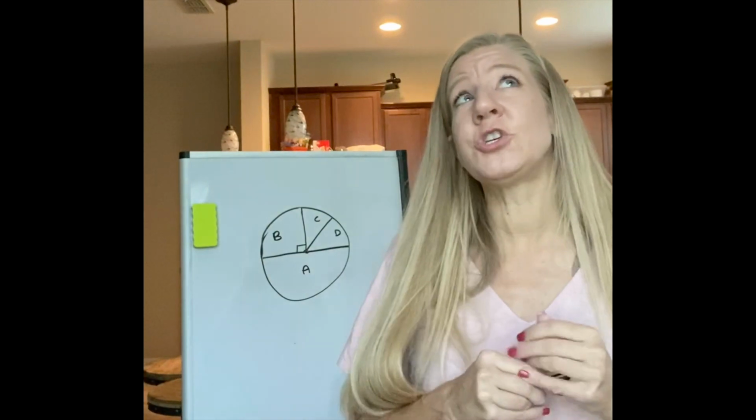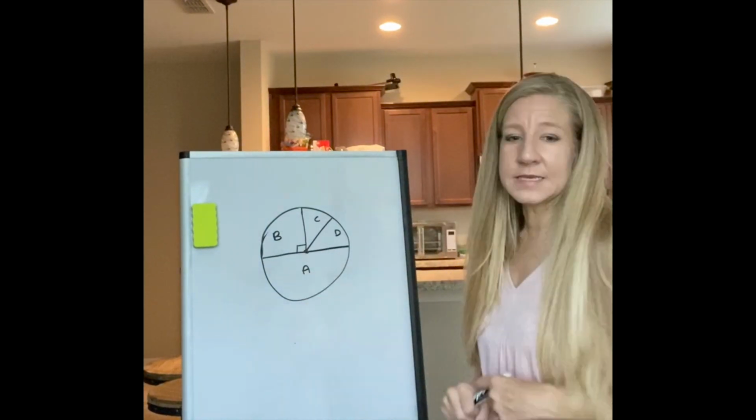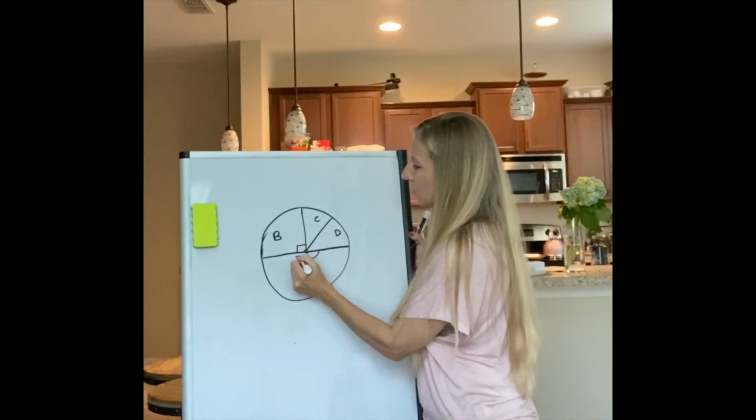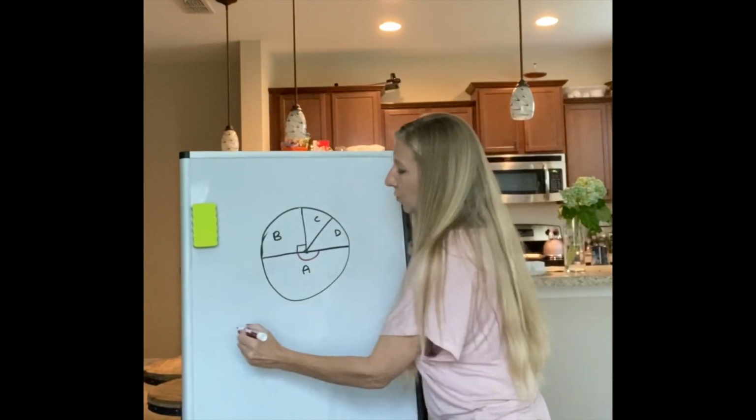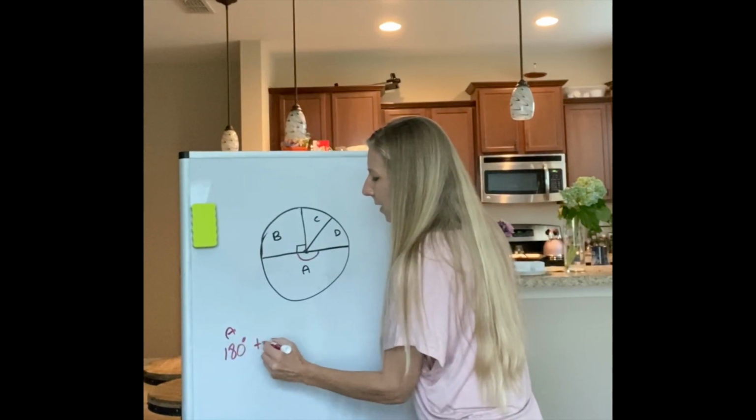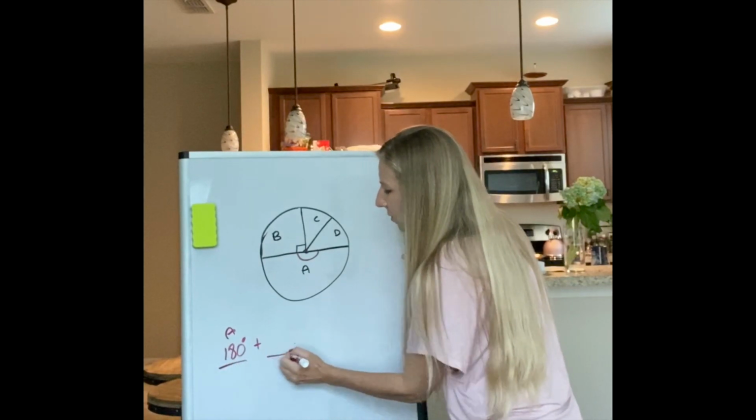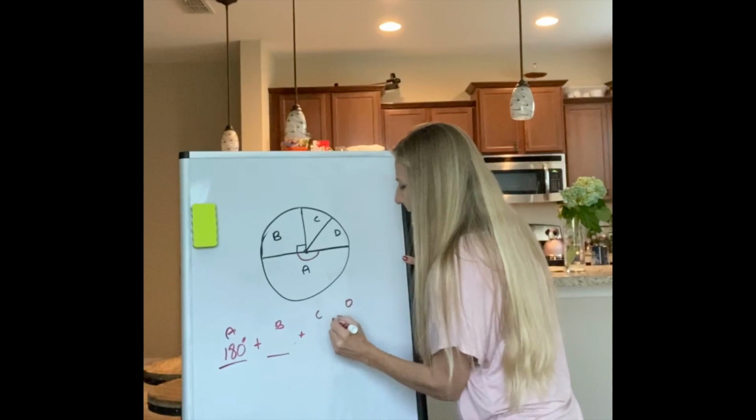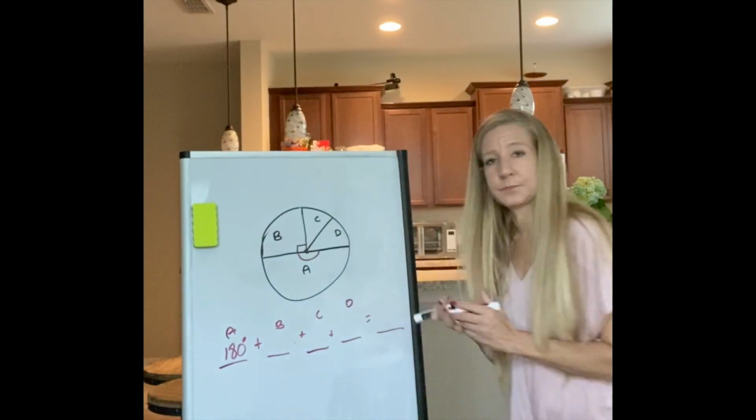Well, some of them we should know from studying angles. Angle A is a straight angle. This here is a straight angle. So looking back at our notes, a straight angle is 180 degrees. So angle A is 180 degrees. Now, when we add, let's back up a little bit. When we add all these angles together, angle A, angle B, angle C, and angle D, what is the total that we should get at the end?